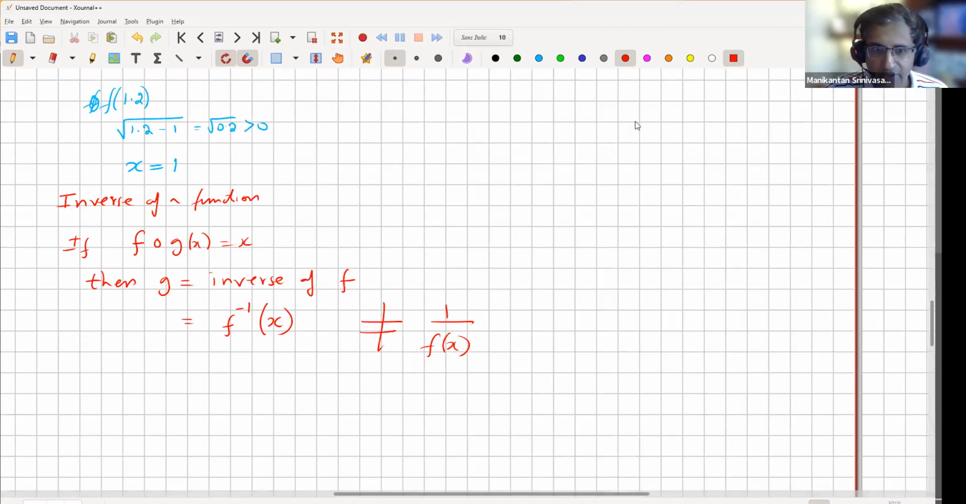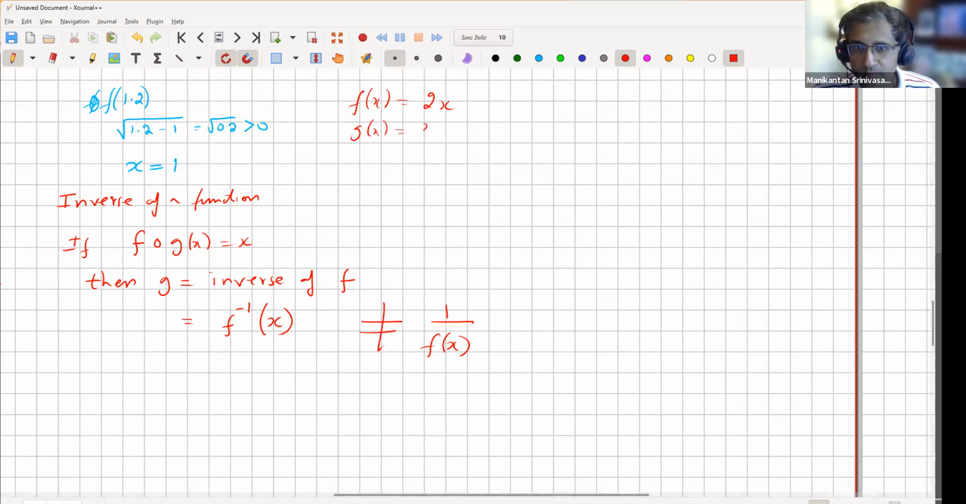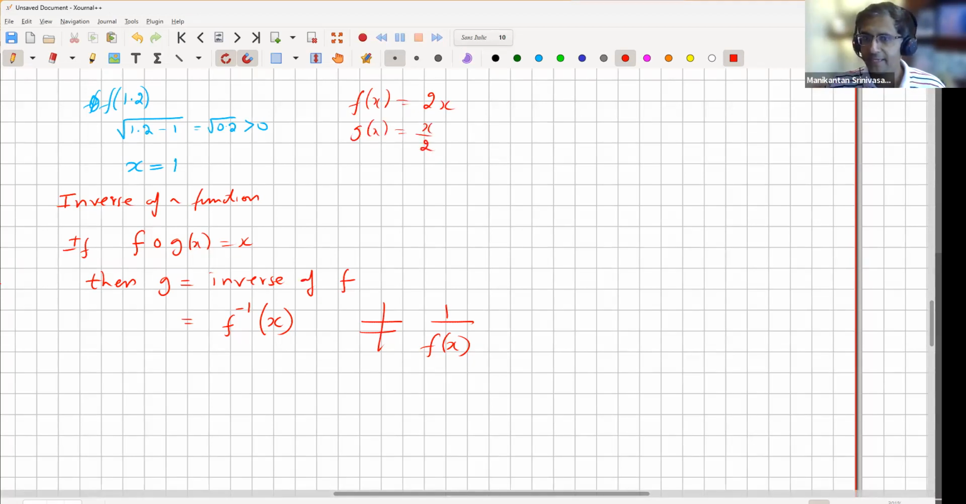Now, how do we find F inverse of X? Let's take one simple example. For F of X equal to 2X, we can even guess. What will the inverse be? It will be X by 2. Because if you are doubling, what operation will set it back? Halving will set it back. Therefore, the inverse is X by 2.